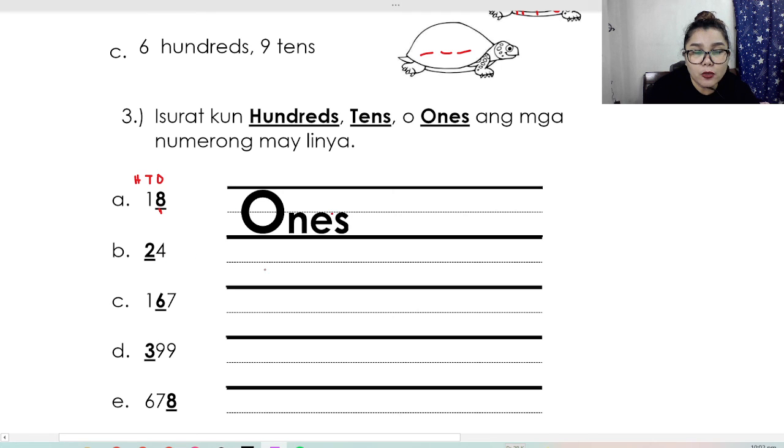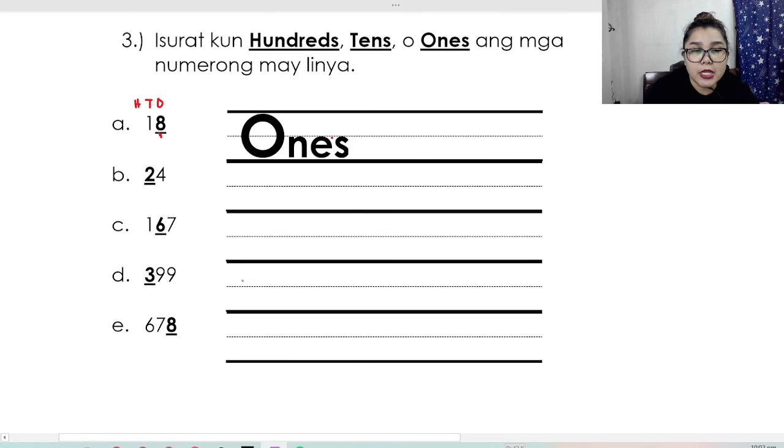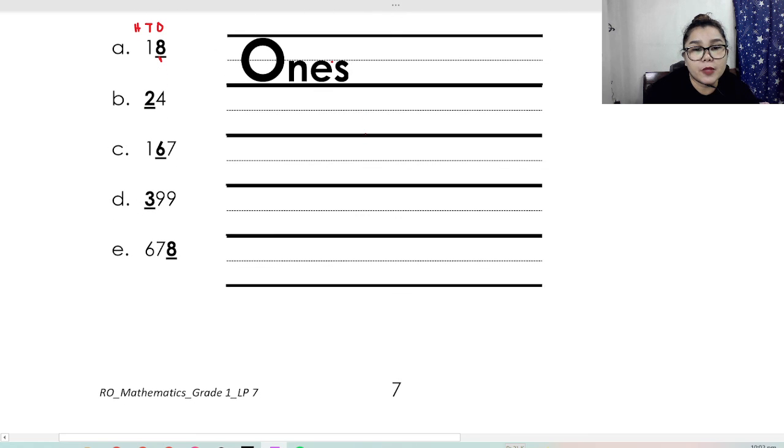For letter B, 24. 2 ang may underline. Letter C, 165. 6 is underlined. Letter D, 399. 3 is underlined. And letter E, 678. 8 is underlined. So, yan na lang ang pipiliin. So, the spelling is already given. Hundreds, tens, or ones, right on the proper line. Pause so that you can finish everything until page 7.